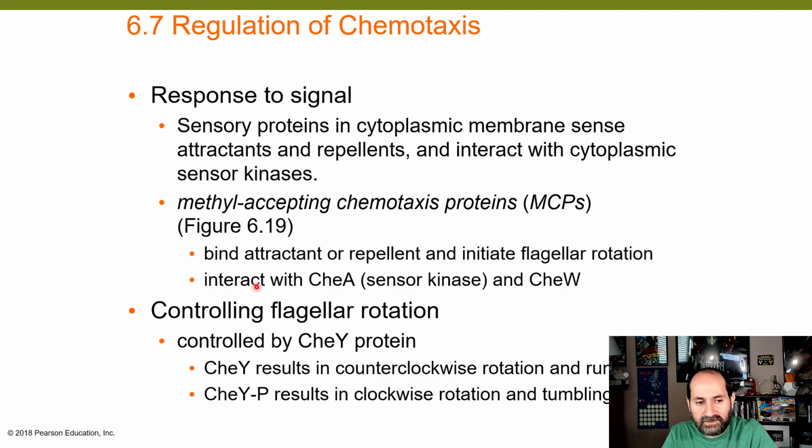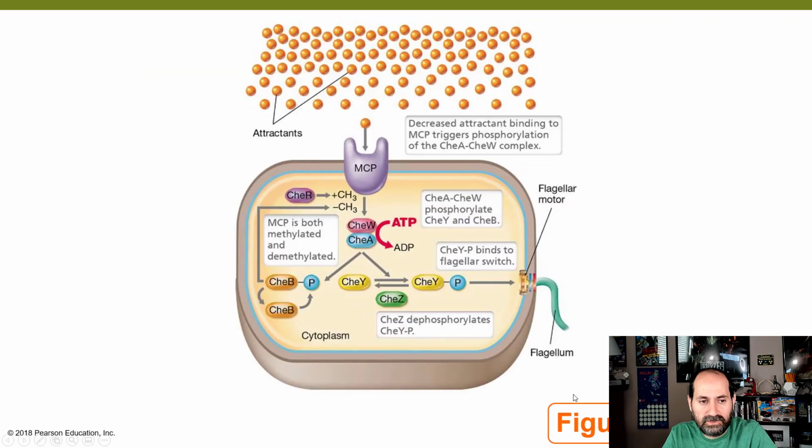And the way it does it is by interacting with CheY proteins, CheA sensor kinase, that's the kinase, and CheW. And to control the flagellar rotation, CheY protein plays a major role. CheY results in runs, whereas phosphorylated CheY results in tumbles. So let's take a look here. I'm going to show you this image. This image involves your cytoplasmic receptor protein, right? This is the methylated protein I told you about, methyl-accepting protein.